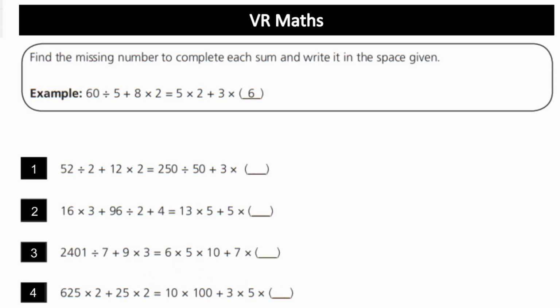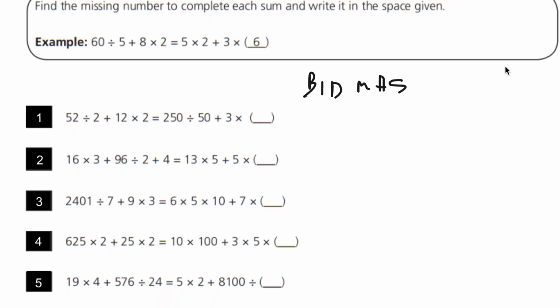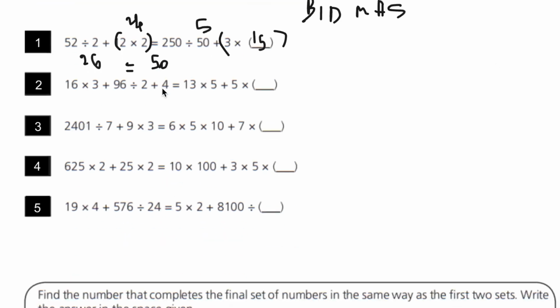Starting with VR Maths, let's write down our BIDMAS. And begin with 52 divided by 2, which is going to be 26. And then this is what we do first. That's going to be 24. 24 plus 26 is equal to 50. We have 250 divided by 50, which is going to be 5. And this is what we do first. 5 plus 15 to get 45. That will be 15. Question number 2.